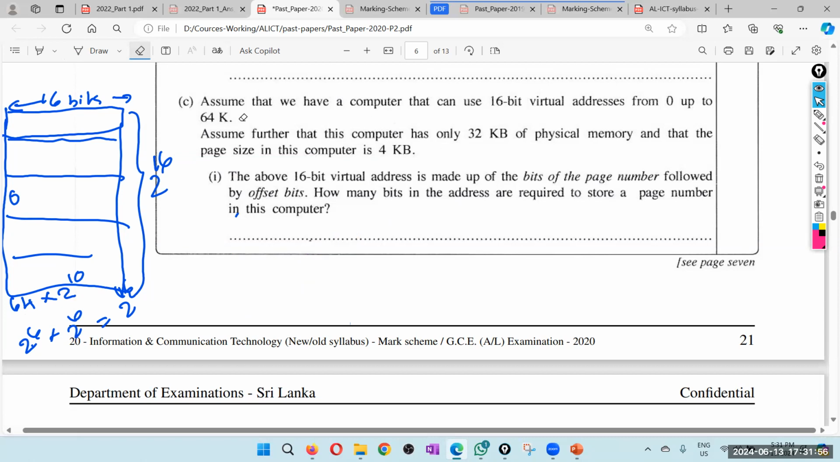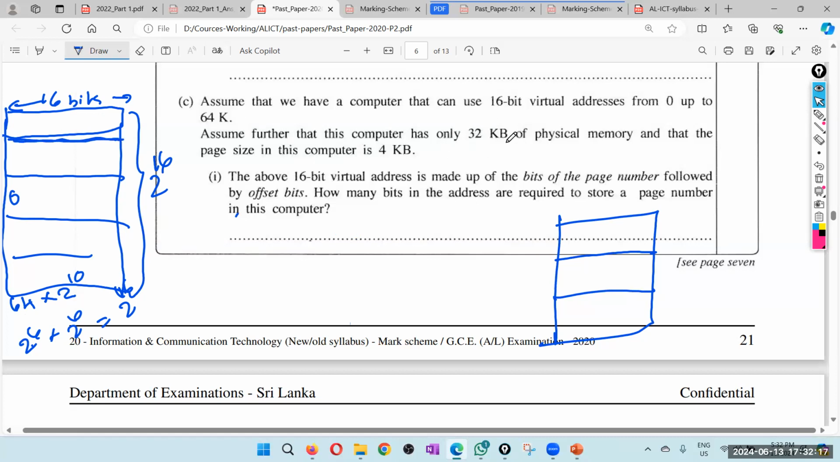Assume further that this computer has only 32 kilobyte of physical memory. Okay, 32 kilobyte of physical memory. So when it comes to physical memory, now I'm drawing the physical memory. So these are the frames. So these are the pages and these are the frames. Remember the frame size is same as page size.